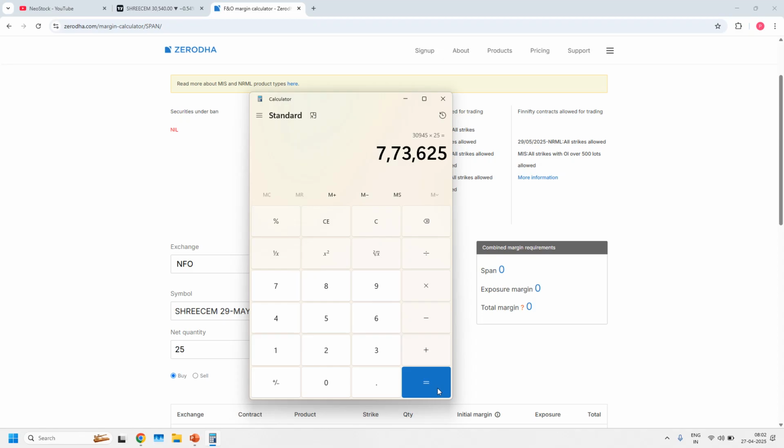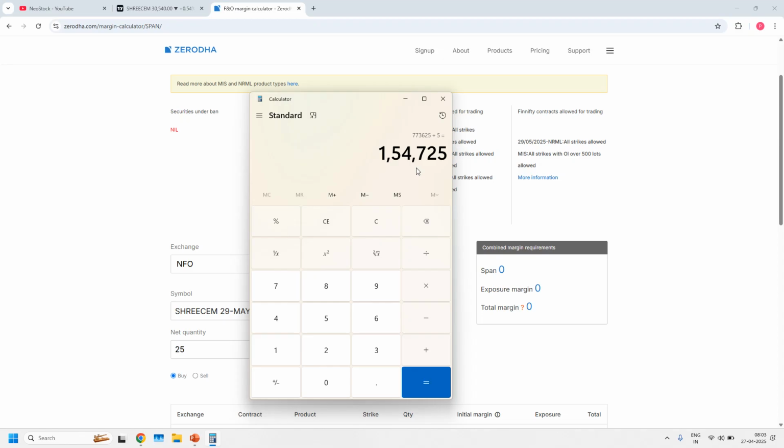But many times brokers will be giving you 5 times margin. 5 times margin means what do you do? Divide by 5, that equals 1,54,725 rupees. This is how you will be thinking, right? No, it is not like that. The value is not exactly 1,54,725 rupees. It's not exactly like that.